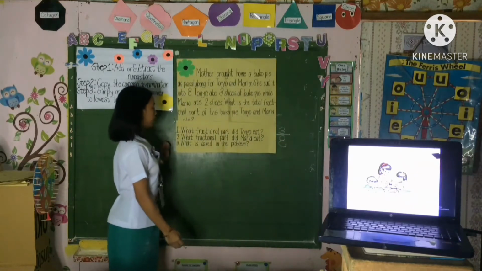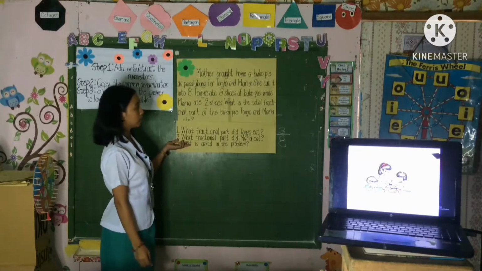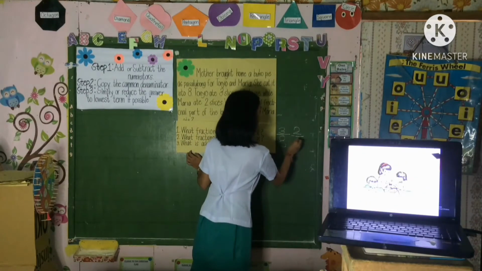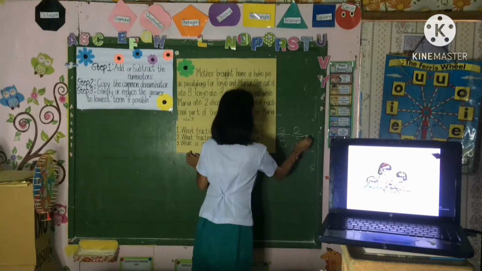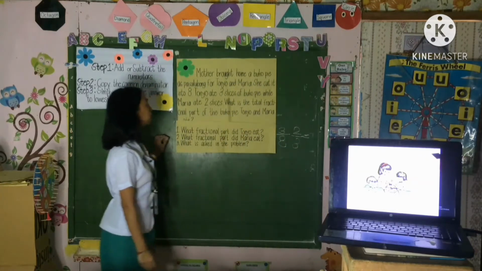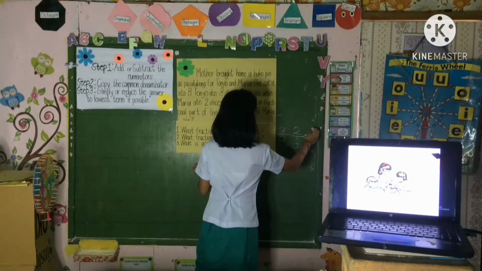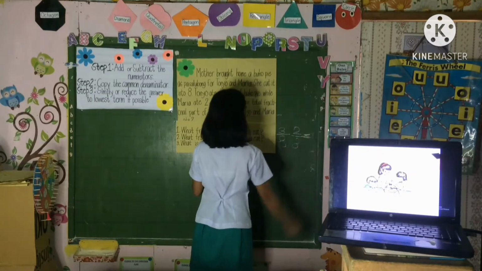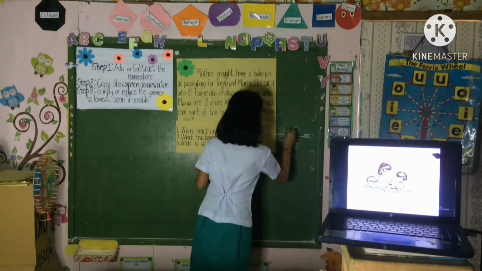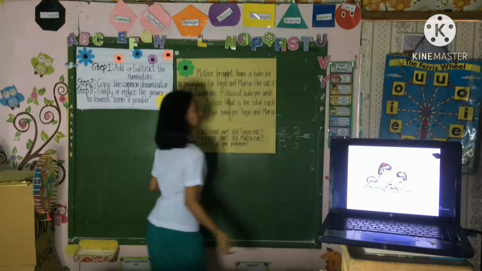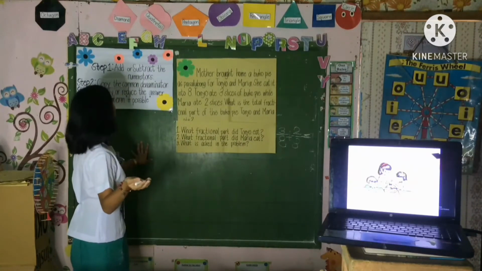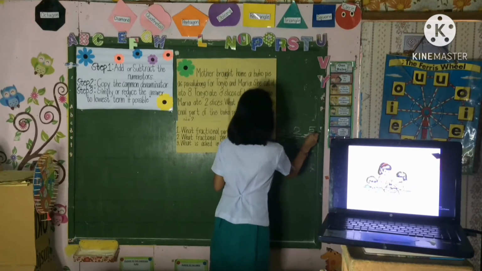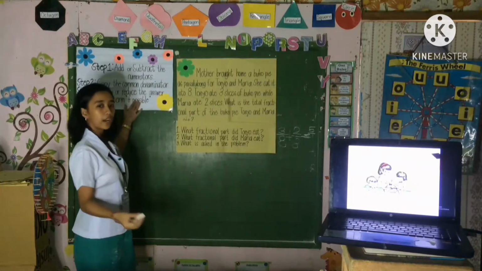While number 2 is, what fractional part did Maria eat? Very good. It is 2 over 8 or 2 slices of buko pie. And number 3, what is asked in the problem? Very good. The buko pie Tonyo and Maria ate. Okay, anyone who can answer this by following these steps? So, anyone? Yes? Next is copy the common denominator.